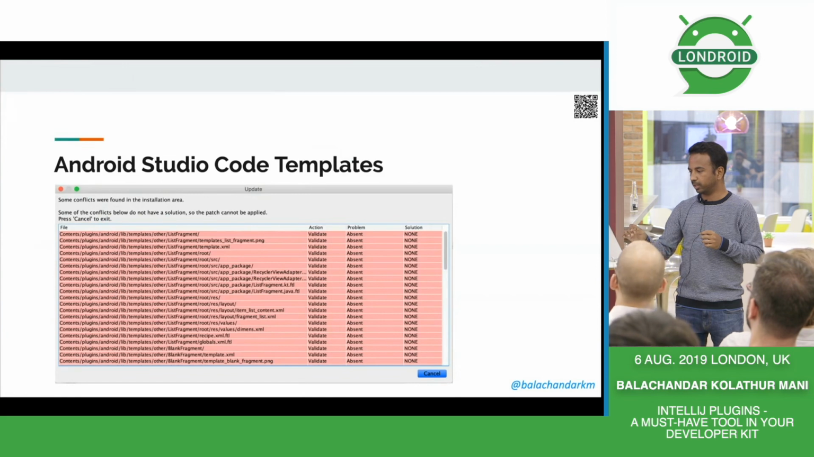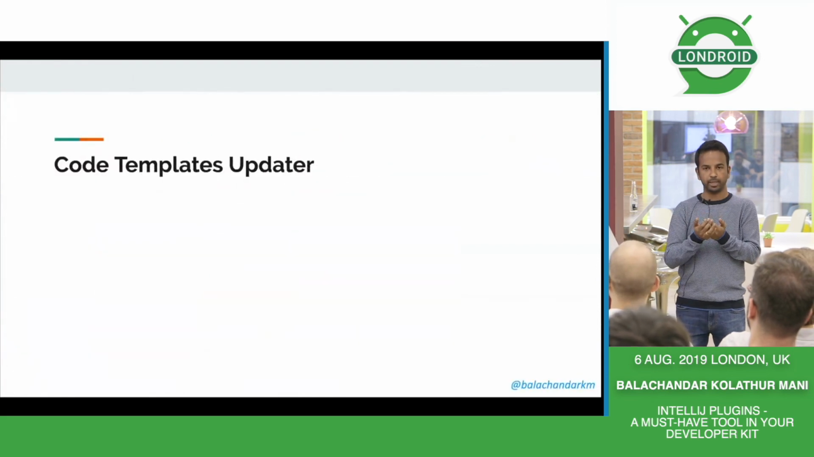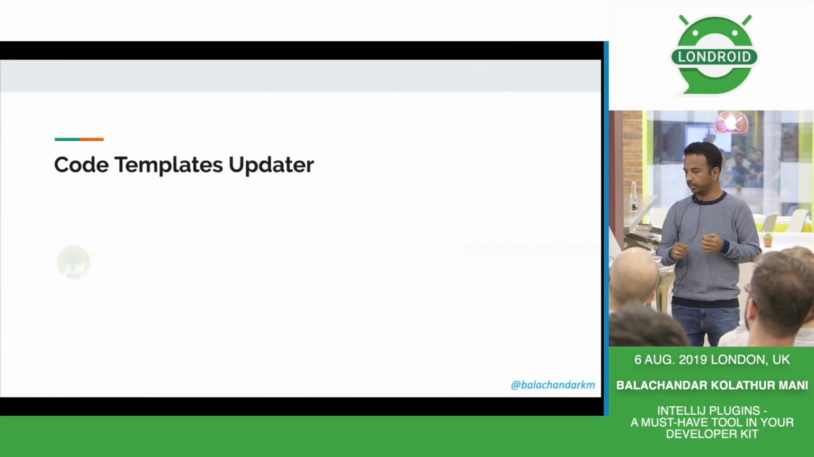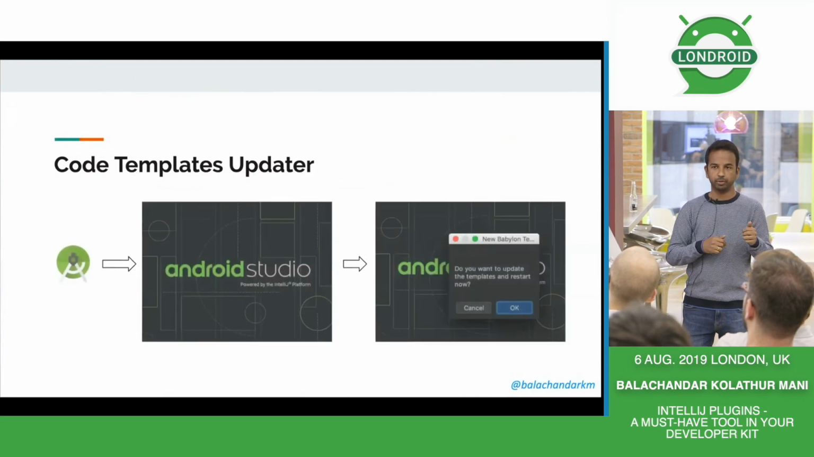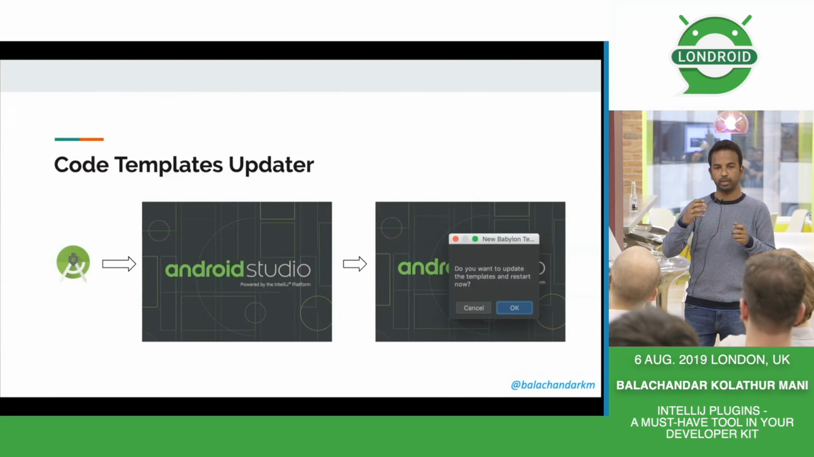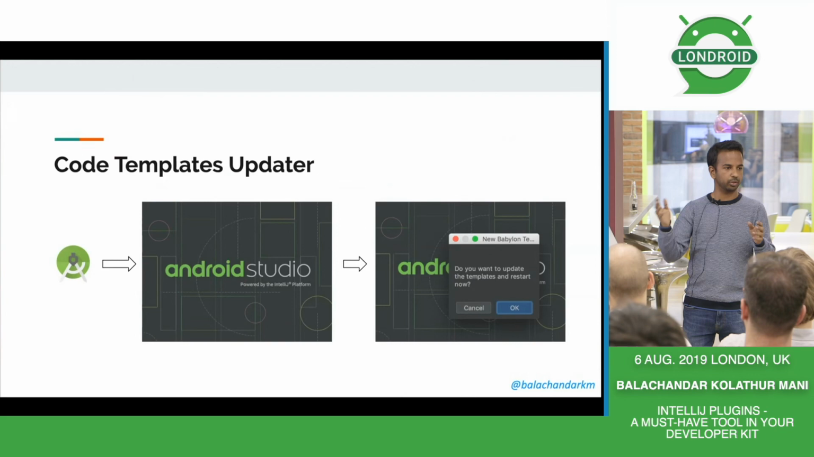So our first integration is a code templates updater. This is how it works. We open Android Studio. We have a custom application component which is triggered as soon as you open Android Studio. Now our plugin checks if the code templates are present inside your Android Studio instance. If they are present, it just allows business to resume as usual, so it opens Android Studio and you continue to work.